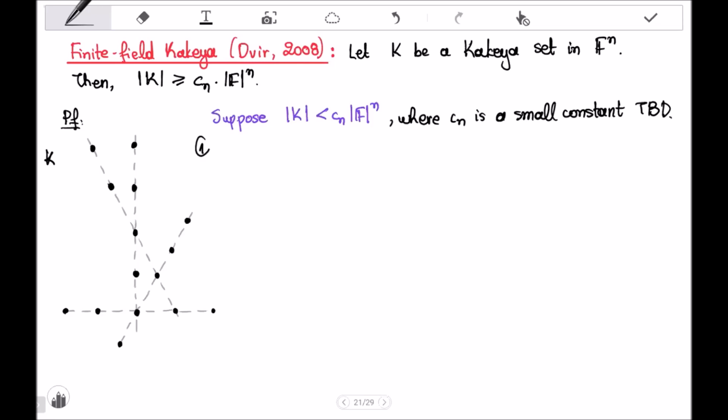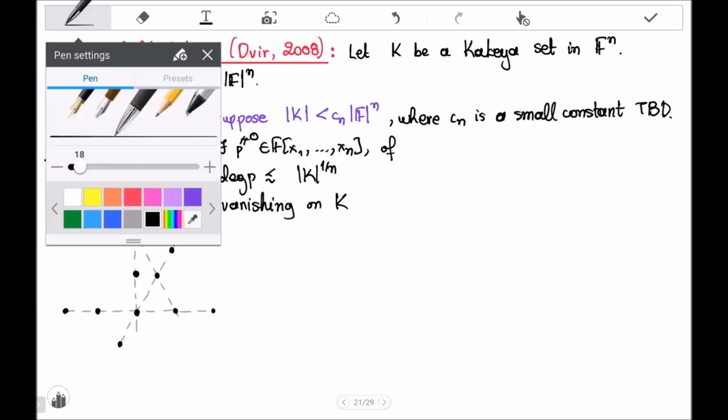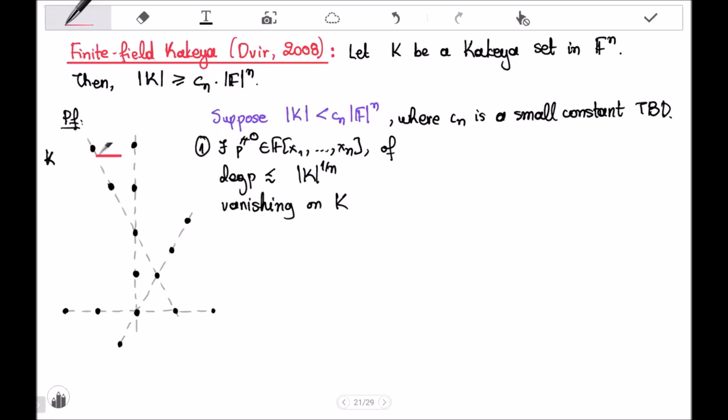So the first step, remember, was to find a low degree polynomial that vanishes on our set. We know by the vanishing lemma that there exists a non-zero polynomial in n variables of degree at most a constant times the size of K to the 1 over n, vanishing on K, on the Kakeya set. Okay, so the information so far is that all these points are red, they live in the 0 set.